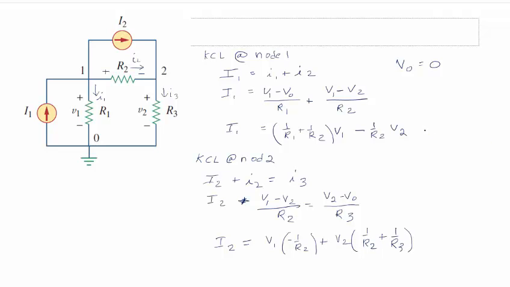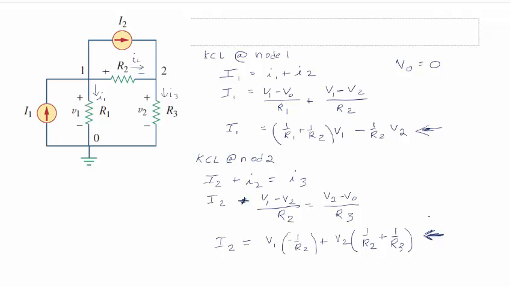So between here and here, I now have 2 equations and 2 unknowns. And so it's a matter of solving these 2 equations, which you can do by substitution methods. 2 equations, 2 unknowns. You can solve it by Cramer's rule. You can solve it by math programs. So let's do a numerical example.